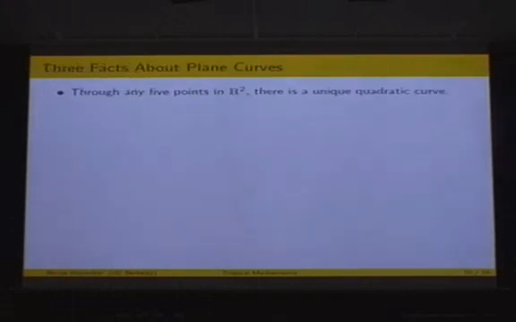Okay, so here are three facts about plane curves. We saw earlier that if you have any 2 points in the plane, they span a unique line. And it's fairly easy to draw that. It takes a little bit more practice to draw the unique quadratic curve passing through 5 points. If you draw 5 general points in the plane, there will be a unique quadratic curve passing through those 5 points, and that would be exercise 3 on the handout, to actually draw this.